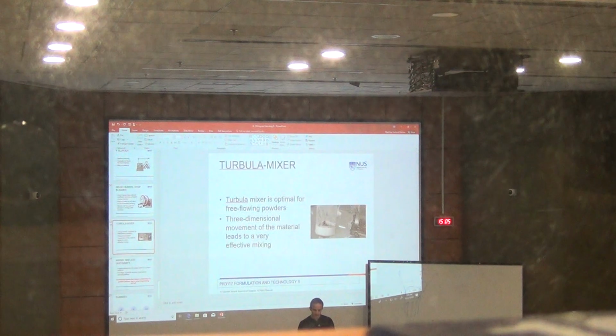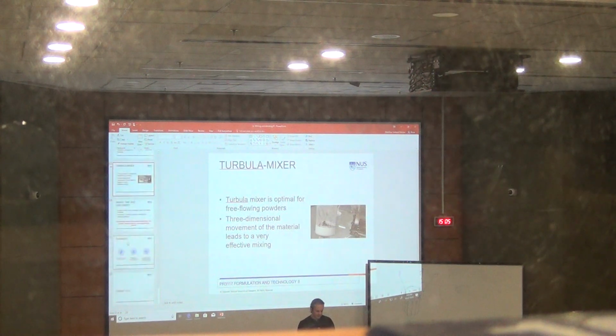And finally, we also had the very nice tubular blender. At least the micro people really tried to move their hands that way, like a tubular system. But I think it was also quite understandable.